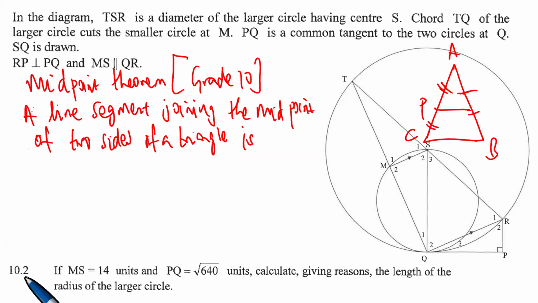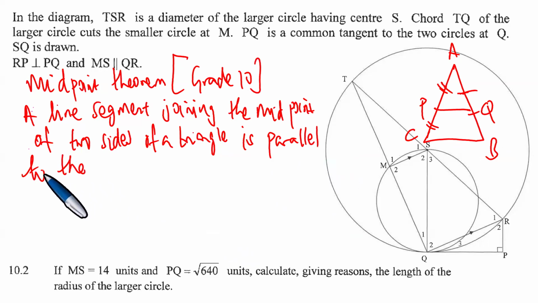Then you need to have the following. A line segment joining the midpoint of two sides of a triangle is parallel to the third side, parallel to the third side, and equals half the third side.